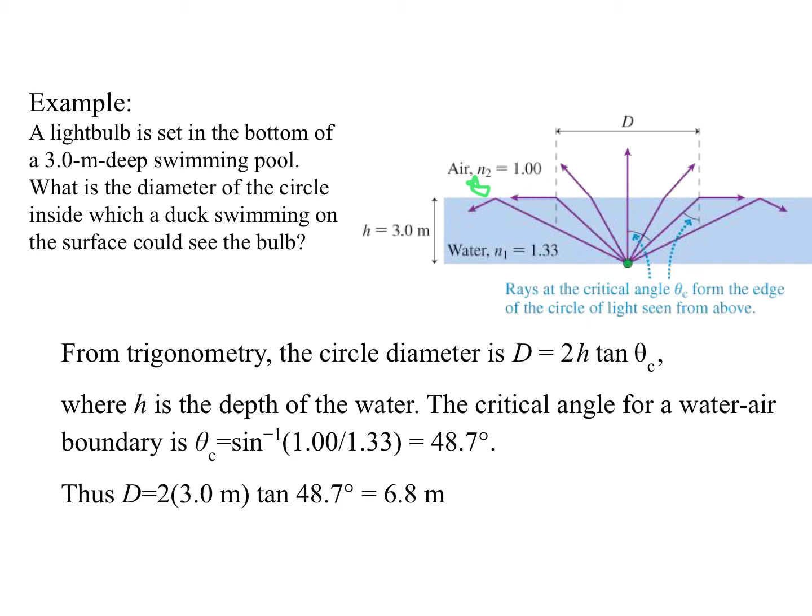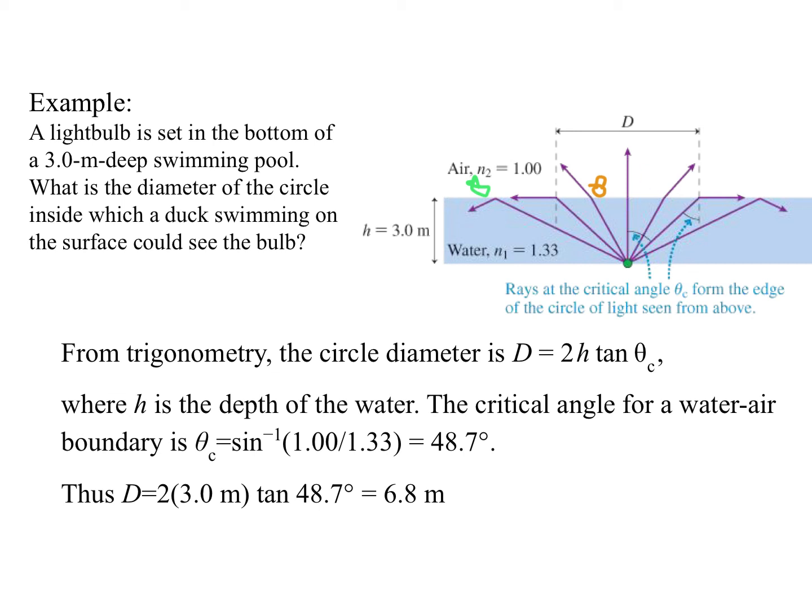But if we have the duck over here, then at least some rays can leave the bulb and reach the duck. Some nice, relatively basic trigonometry here. This distance is twice h tan c, because tan theta c is going to be this radius, and of course we get twice it.